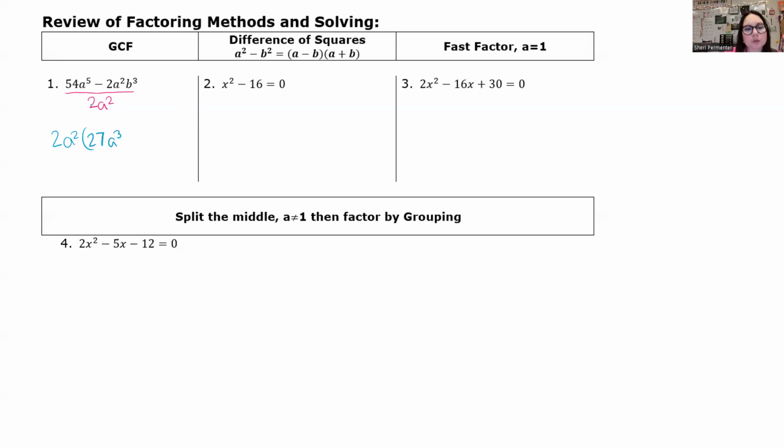2 divided by 2 is 1. Anything divided by itself is 1. So I don't have to write any A's. And then I just have B to the 3rd power. Do I have to have the 1 right here? No, I don't have to have it. I could erase that one. It's not wrong if I have it, and it's not wrong if I don't.